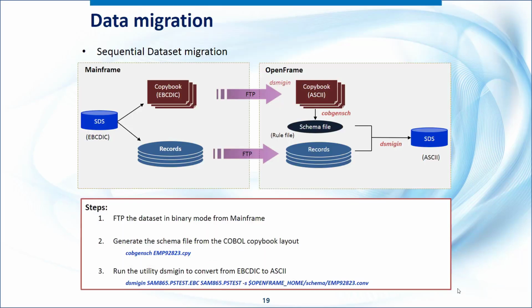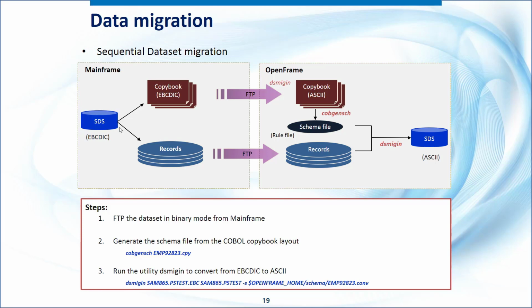Data migration. OpenFrame supports different datasets including PS, PDS, GDG, and VSAM files. OpenFrame also supports fixed length, variable length, and multi-record layout datasets. For the purpose of demo, I'm choosing a simple physical sequential file, but the process remains the same for almost all the different datasets with few minor variations.